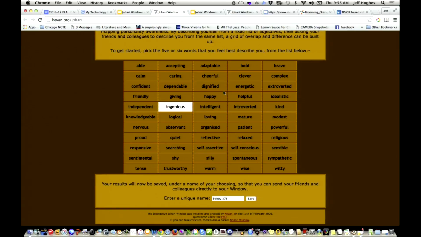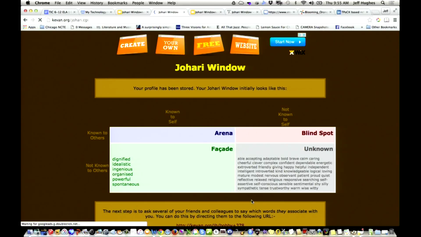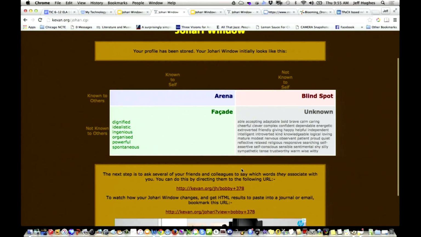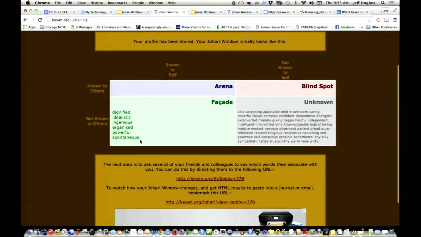So you'll go through and pick 6 words that you think apply to yourself. Bobby 378. 1, 2, 3, 4, 5, 6. And then we save that. Your profile has been saved. Your Johari window initially looks like this: dignified, idealistic, ingenious, organized, powerful, and spontaneous.